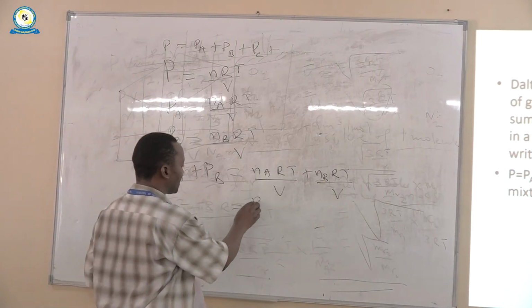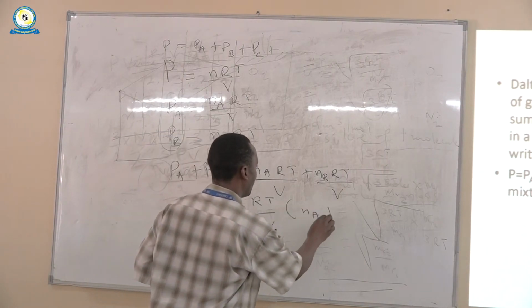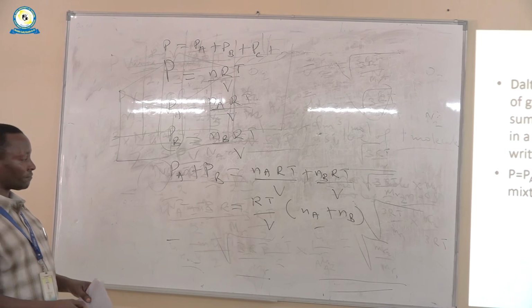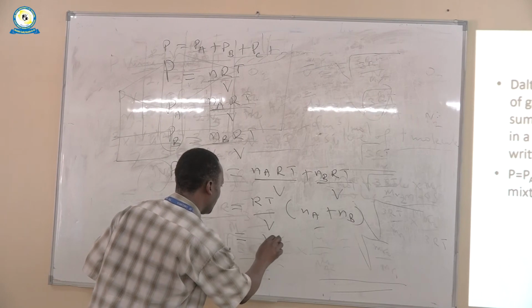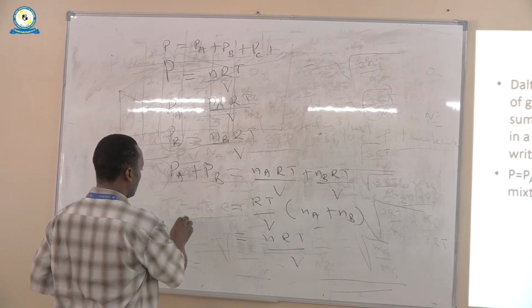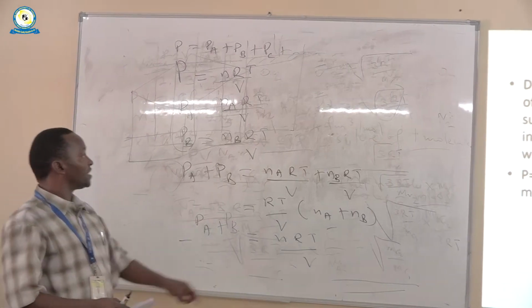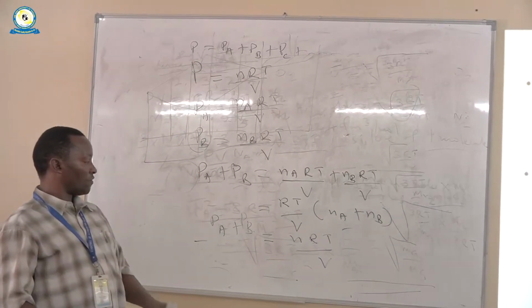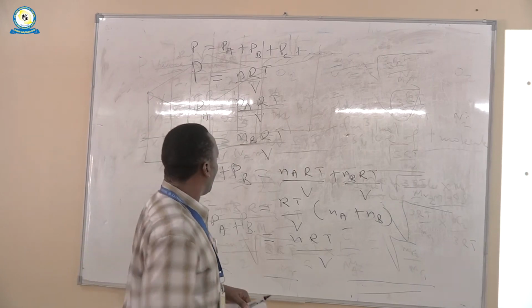So we have RT over V times (nA plus nB). So we say that nRT over V is equal to PA plus PB. This is the total pressure.